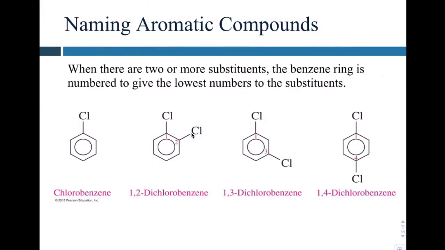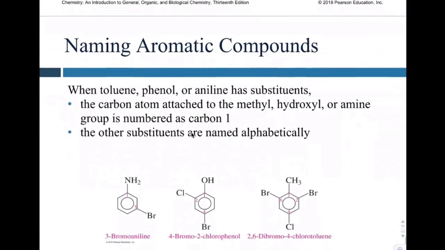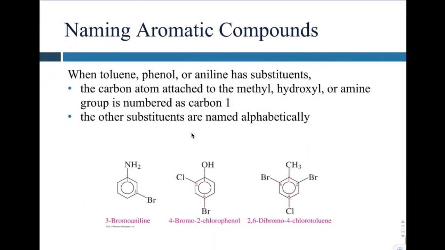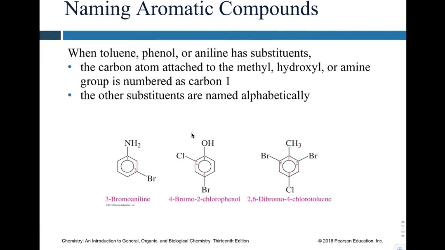If you have two or more substituents, the benzene ring is numbered to give lowest number. Again, we always use lowest number possible. So you'll treat benzenes like you would any other cyclical things. When you have a benzene derivative like toluene, phenol, or aniline, if it has substituents, the carbon attached to the methyl, hydroxyl, or the amine, the NH2 group, is always carbon 1. And so because it gets its own name, it's more special than any other side chain, so it always gets to be 1. And then you just name everything else alphabetically in lowest numbers that you can possibly make it.